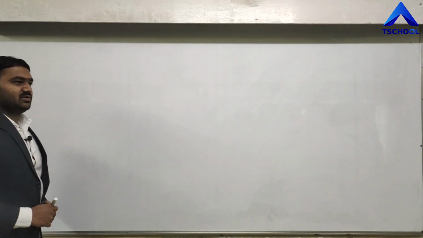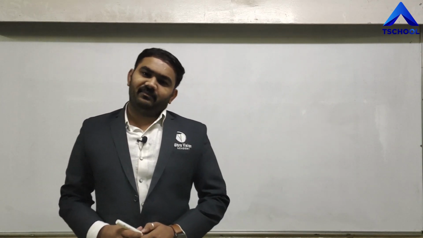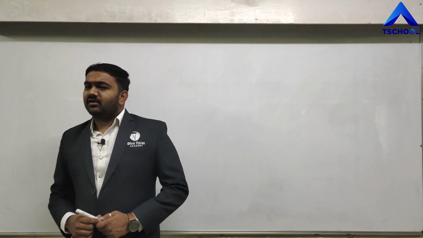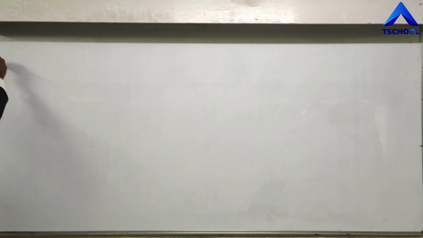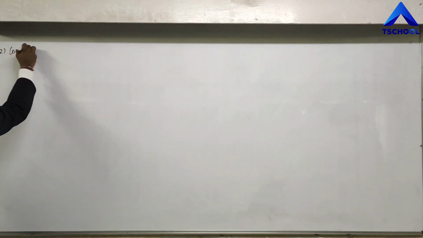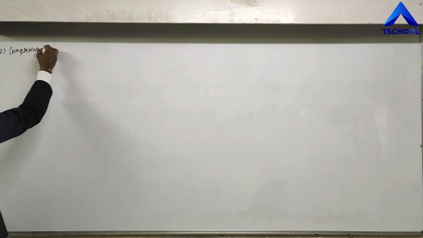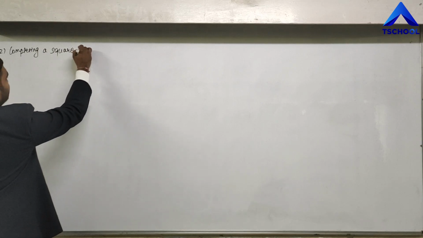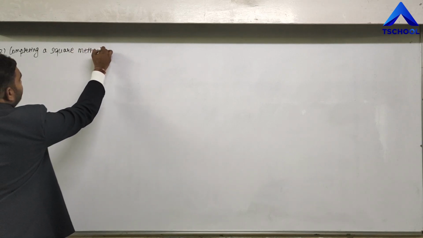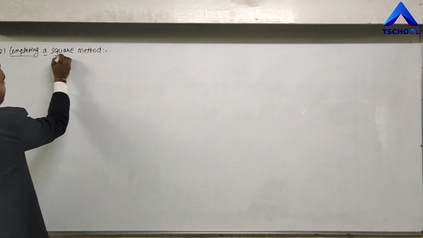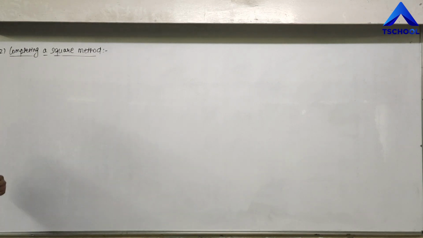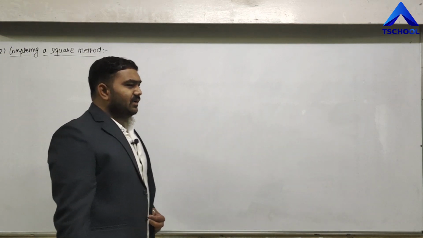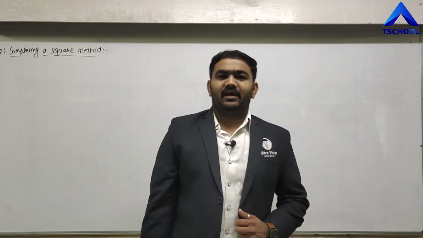Now in today's lecture we are going to see the solution of a quadratic equation by the completing a square method. Right, by completing a square method. So the second method, that is the completing a square method. This is the method of solution of a quadratic equation. Now let us see what the method actually says.